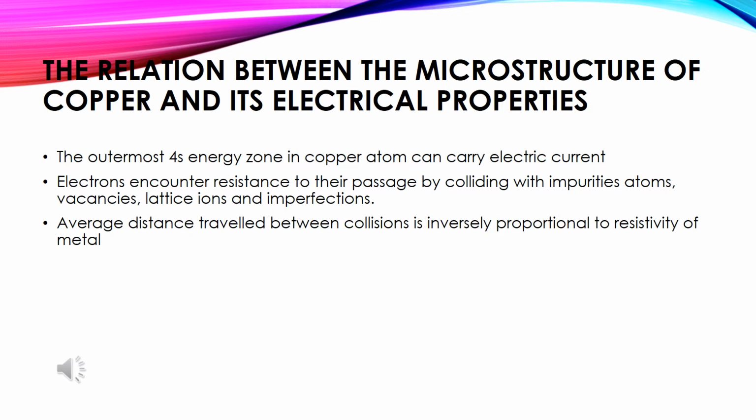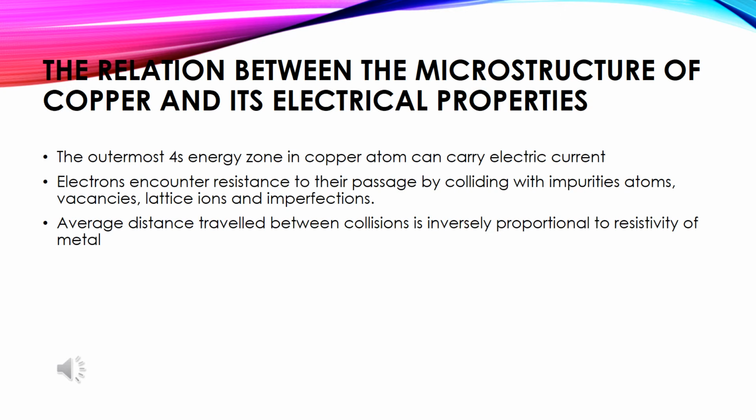Finally, let us look at the relation between the microstructure of copper and its electrical properties. In a copper atom, the outermost 4s energy zone, or conduction band, is only half filled, so many electrons are able to carry electric current. When an electric field is applied to a copper wire, the conduction electrons accelerate towards the electropositive end, thereby creating a current. These electrons encounter resistance to their passage by colliding with impurity atoms, vacancies, lattice ions, and imperfections.